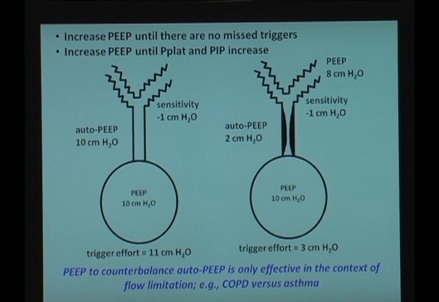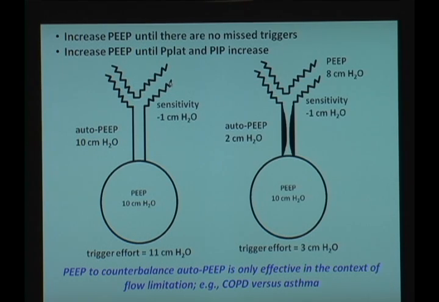Or if you put the patient on volume control, you can increase the PEEP until the plateau pressure and the PIP start to increase. Because as long as the PEEP is just counterbalancing the auto PEEP, the plateau pressure will not go up and the PIP and the plateau will not go up.